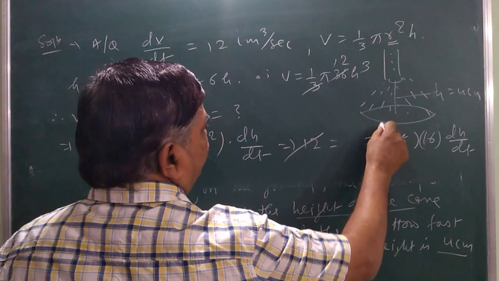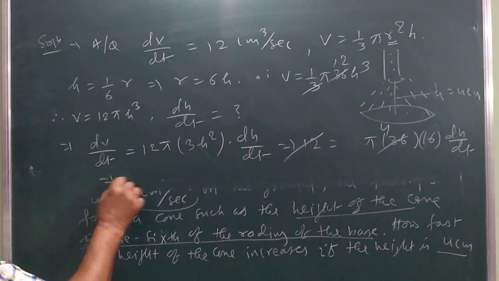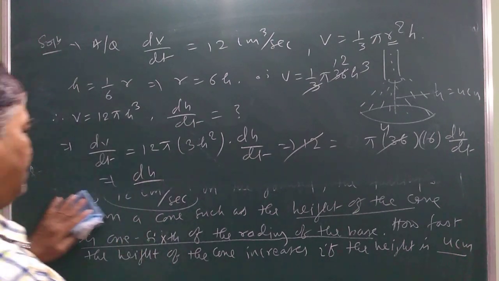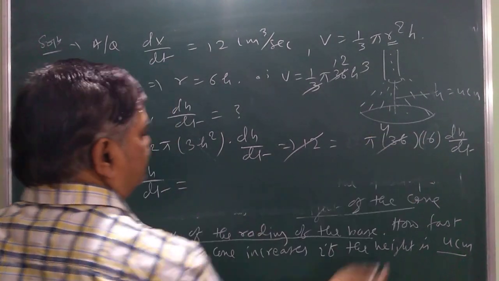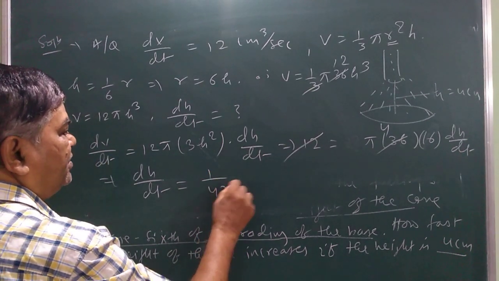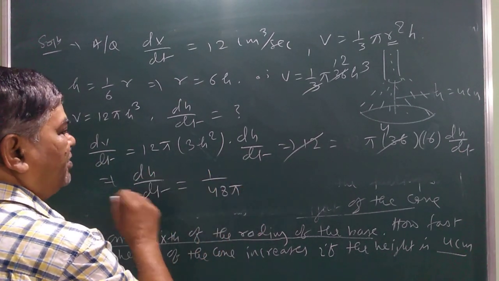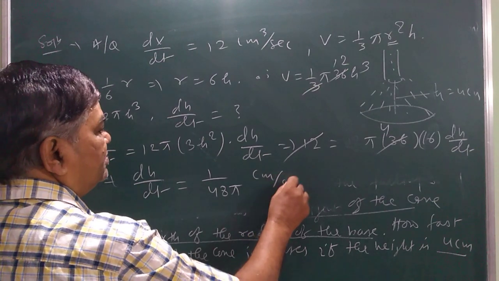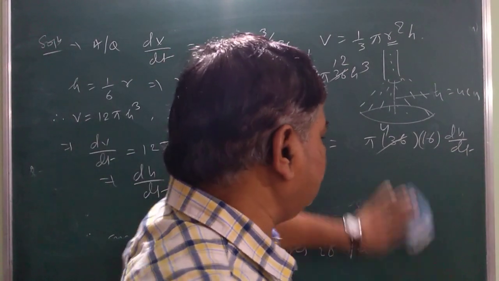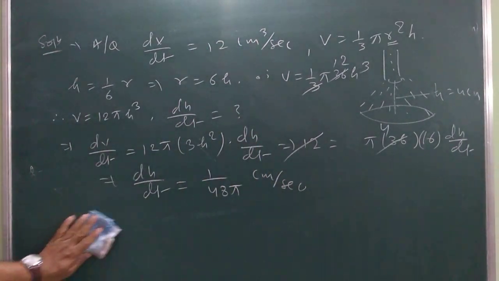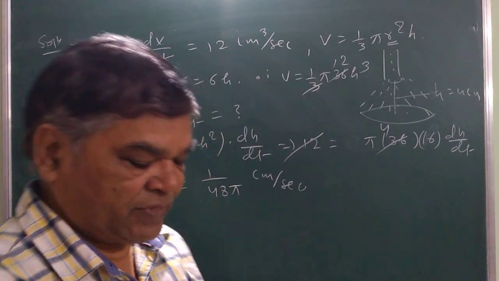So this is your 4. Hence dh by dt is 36 by 4 by 16, 1 by 48 pi, that is centimeter per second. So this is the answer of this question, that is 1 by 48 pi.